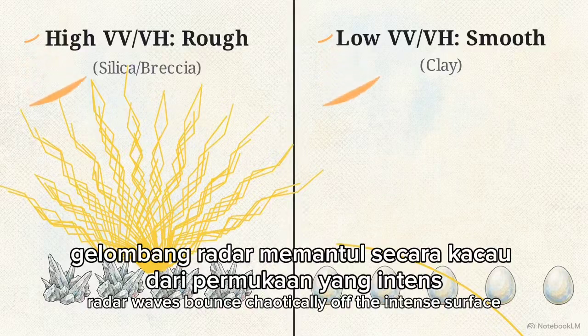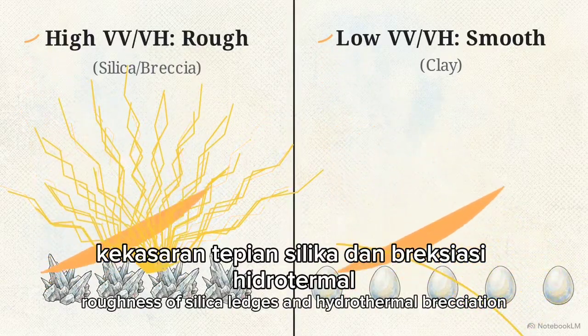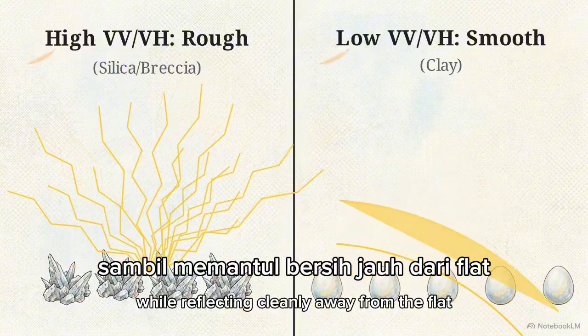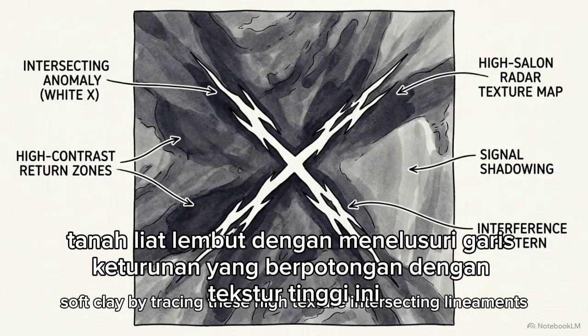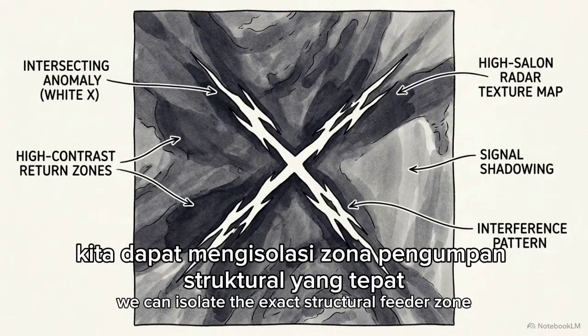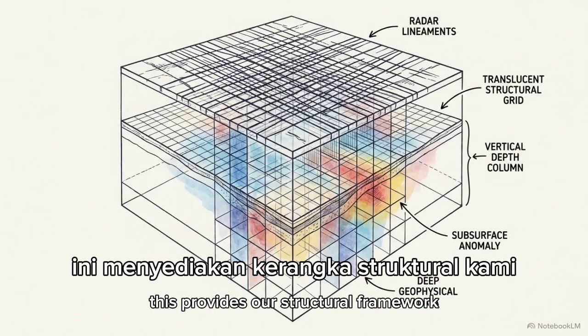Radar waves bounce chaotically off the intense surface roughness of silica ledges and hydrothermal brecciation, while reflecting cleanly away from the flat, soft clay. By tracing these high-texture intersecting lineaments, we can isolate the exact structural feeder zone hiding within the broader vuggy silica anomaly. This provides our structural framework.